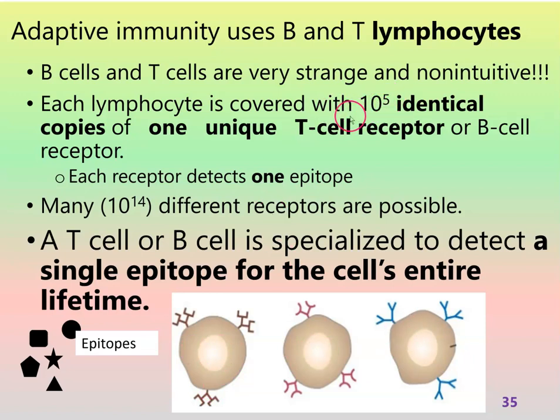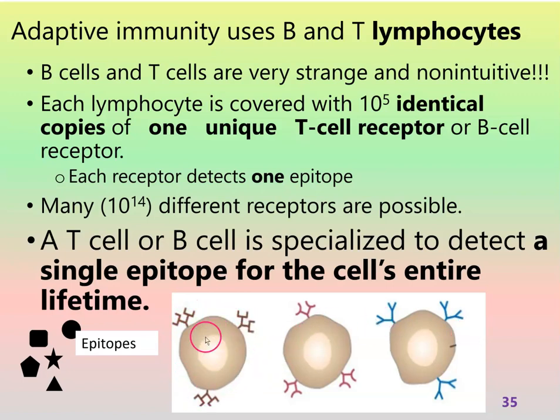Each lymphocyte, so this is 3 different lymphocytes, each one is covered with 10 to the 5th, that's 100,000 identical copies of one unique T-cell receptor, or if it's a B-cell, B-cell receptor. And each receptor detects one epitope. So let's just stop there and think about that.